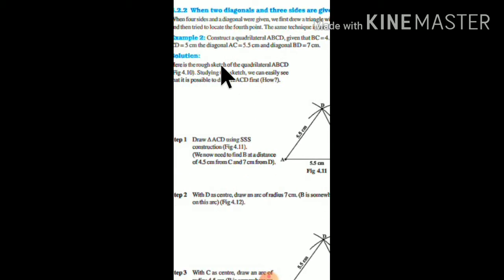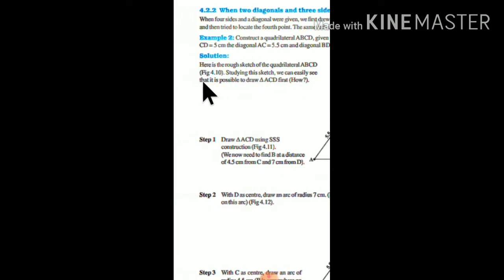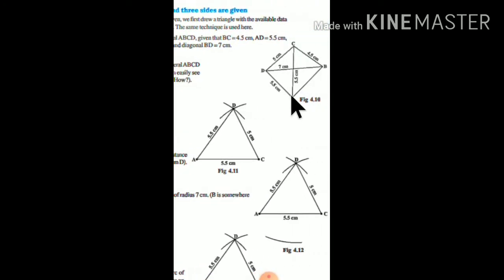Then first what we have to do is draw the rough sketch of the quadrilateral so that we will be able to understand which line segment is of how much measure and which line segment we can draw first. Studying this sketch we can easily see whether it is possible to draw triangle ACD first. Okay, so let us see. We will start with the drawing of triangle ACD.